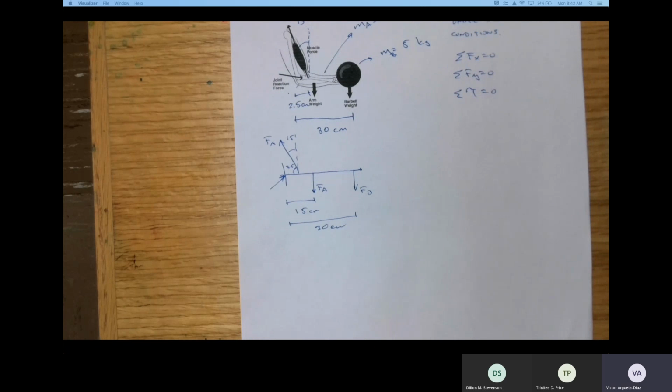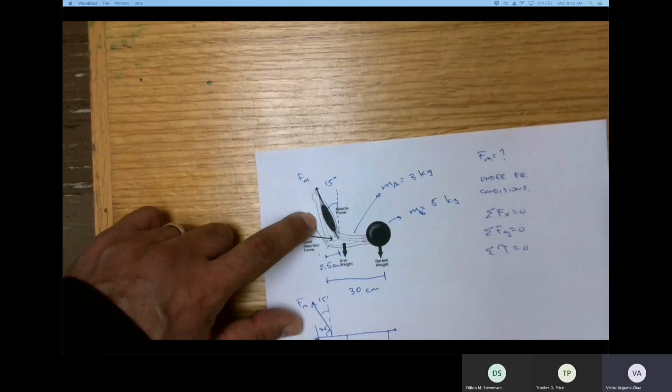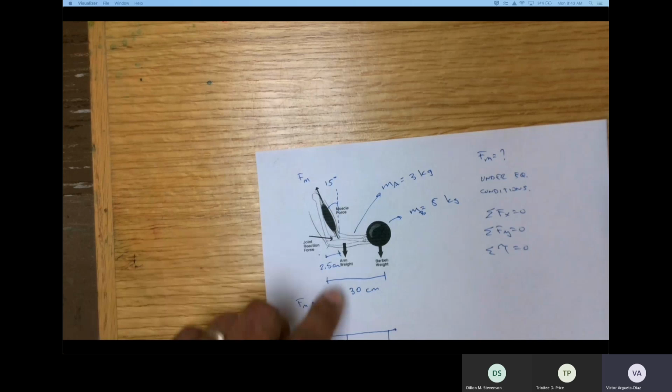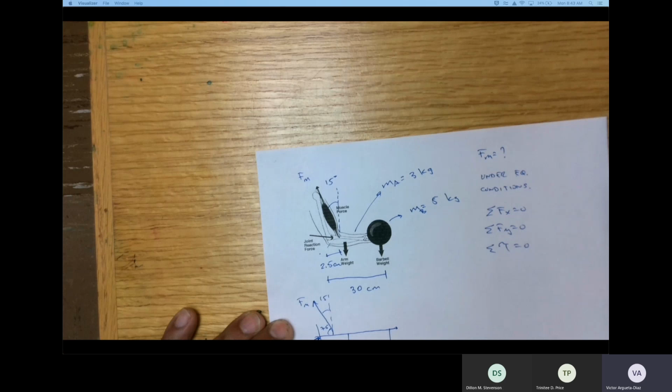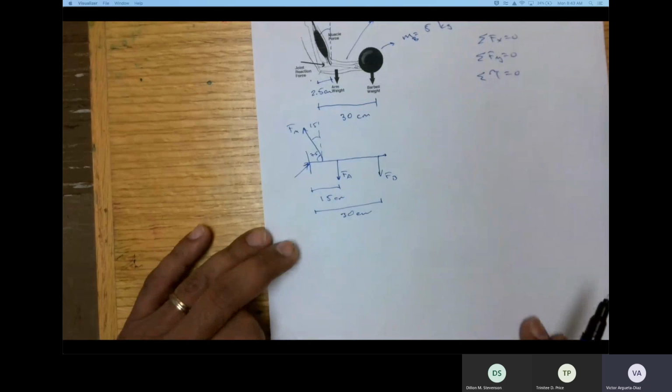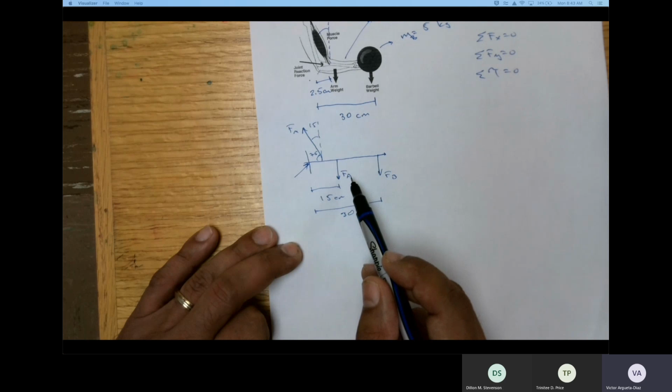Yes. Where did the 15 come from? The 15 degrees come from the diagram, the angle between the muscle and the vertical is supposed to be 15 degrees. No, not that one. The 15 centimeters for the length. Oh. So we're assuming that the center of mass of the arm is going to be in the middle.